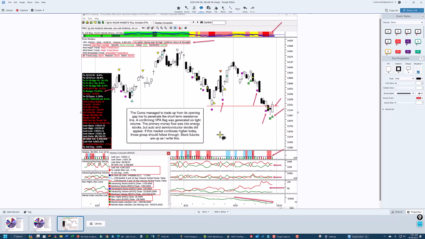Okay, I wrote my commentary. The comp managed to trade up from its opening gap low to penetrate the short-term resistance line. A confirming VPA flag was generated on light volume. The primary money flow is into energy stocks, but auto and semiconductor stocks did appear. If this market continues higher today, those groups should follow through. Stock futures are up as I write this.